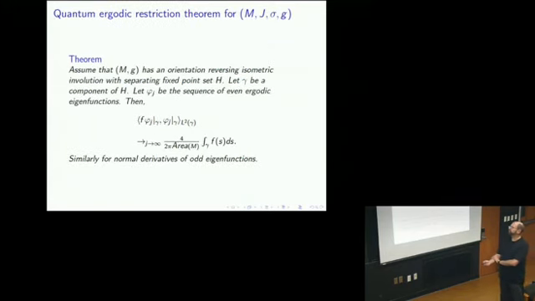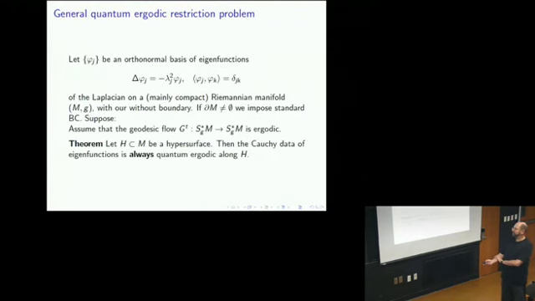And exactly the same statement holds in the case without the boundary, for the even eigenfunctions and similarly for the odd ones. And I think maybe I just mentioned that this is part of a very general theorem. You can pick any hypersurface whatsoever. And the general theorem is that the Cauchy data of eigenfunctions has this ergodic property along the hypersurface.